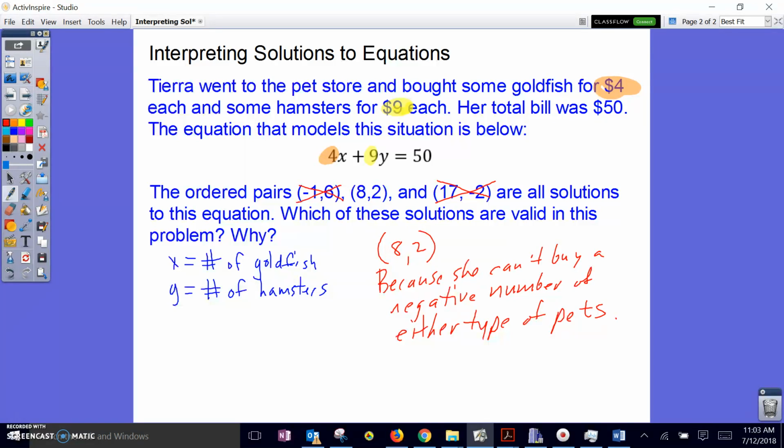All right, this has been a quick review of how we can interpret solutions to equations. See you next time.